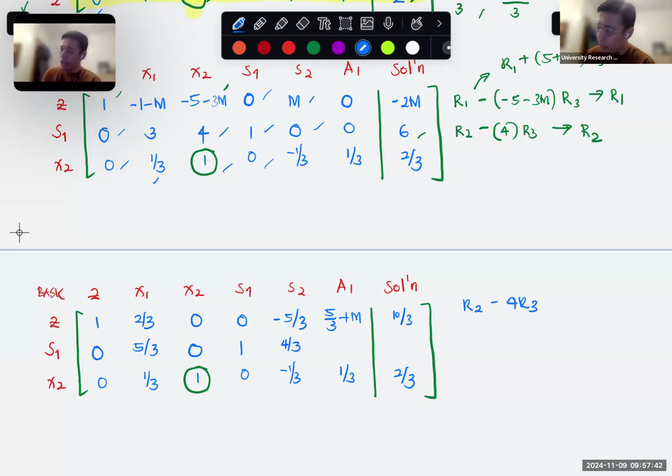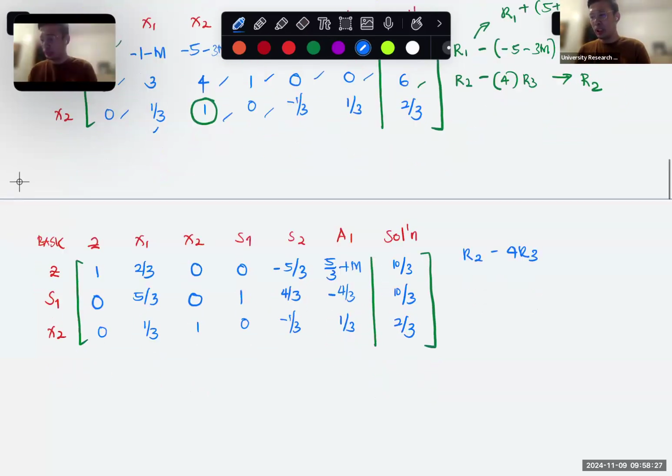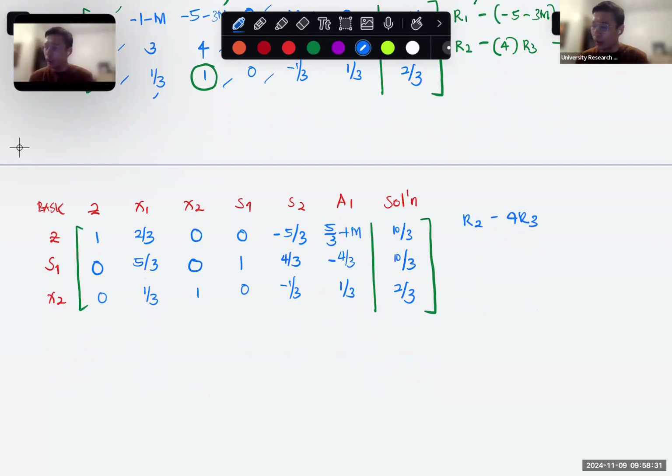And for A1, so we have 0 minus 4 times 1/3, it's negative 4 over 3. And then we have 6 minus 4 times 2 over 3, which is 8 over 3. So 6 minus 8 over 3, so 18 minus 8, that would be 10 over 3 as well. So ayan. So we were now able to eliminate yung solution na dun sa ano no, yung sa x2.